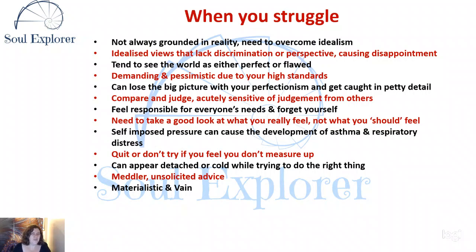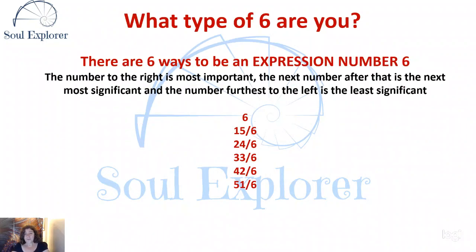However, we all know that we all have up and down days, and this is an expression 6 when they're not feeling so good. But there are going to be some elements of this that you're good at and some elements that you're not so good at. And the same if you're a life path. We're not all the same in how we express it. Anyway, I've got to stop gabbling. So what type of 6 are you?